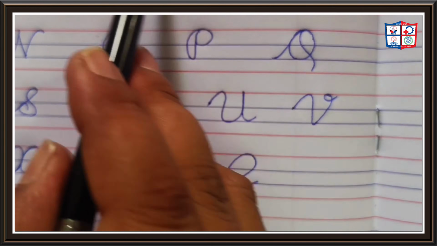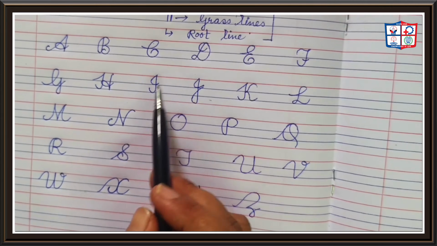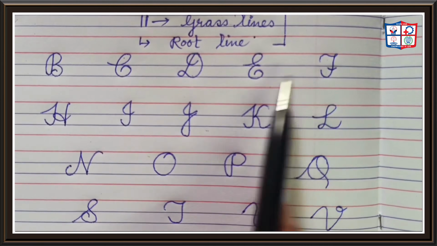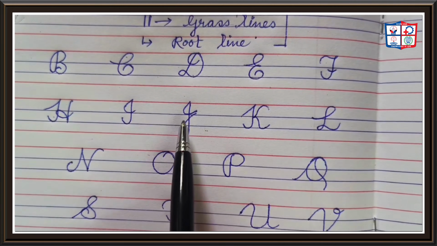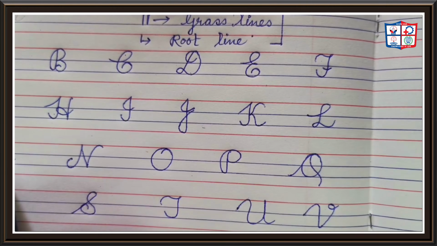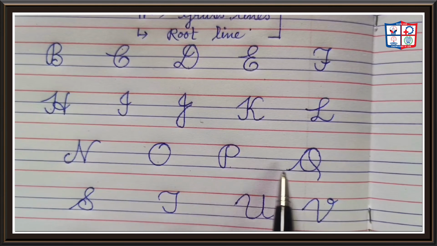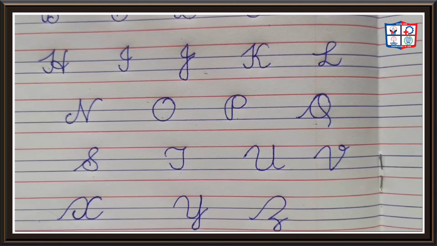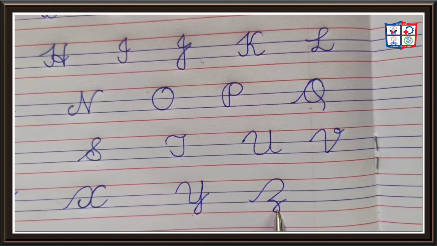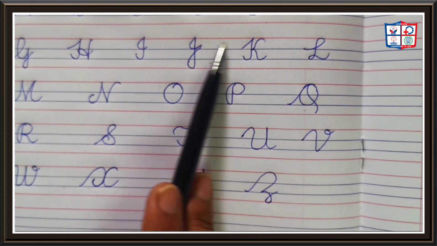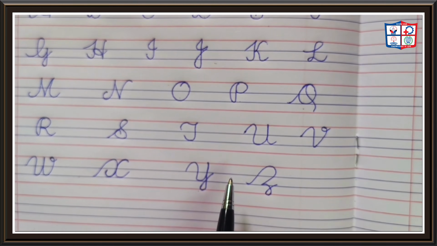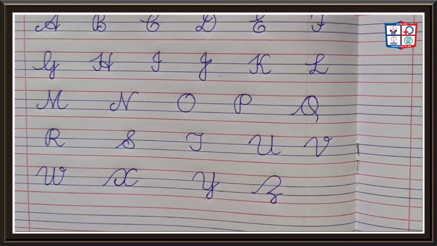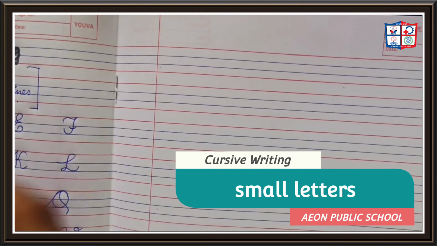So now here you can see the 26 alphabets A, B, C, D, E, F, G, H, I, J, K, L, M, N, O, P, Q, R, S, T, U, V, W, X, Y, Z. These are the capital letters. Okay. Now I will show you the small letters. So how do we write small letters?